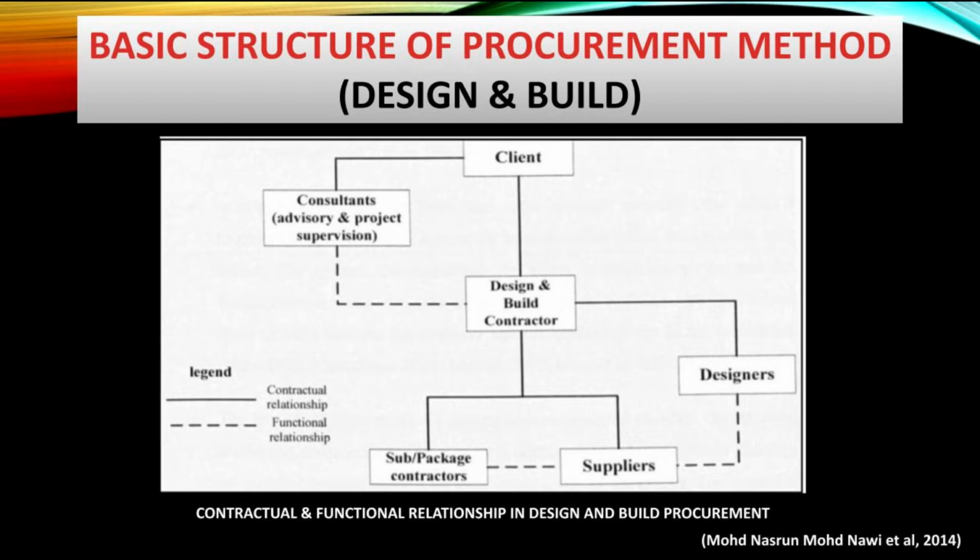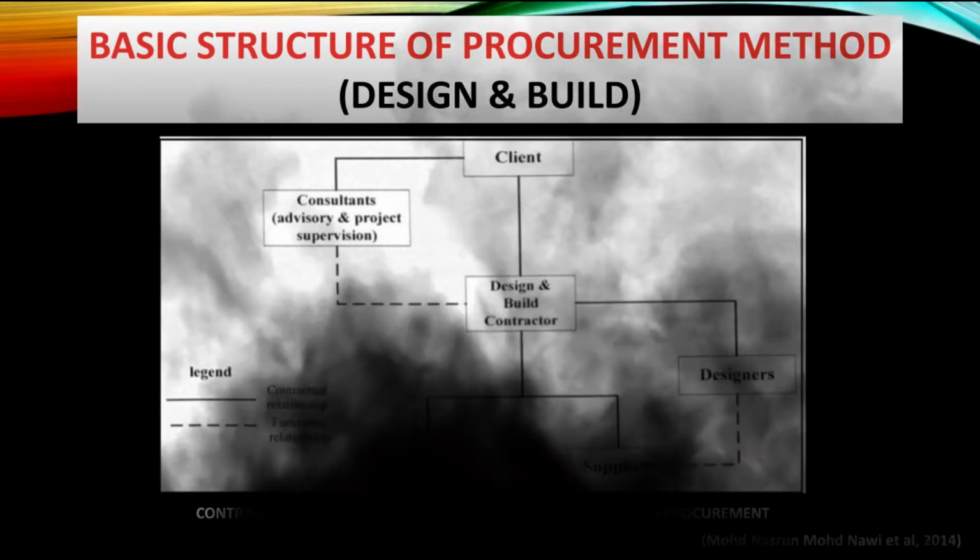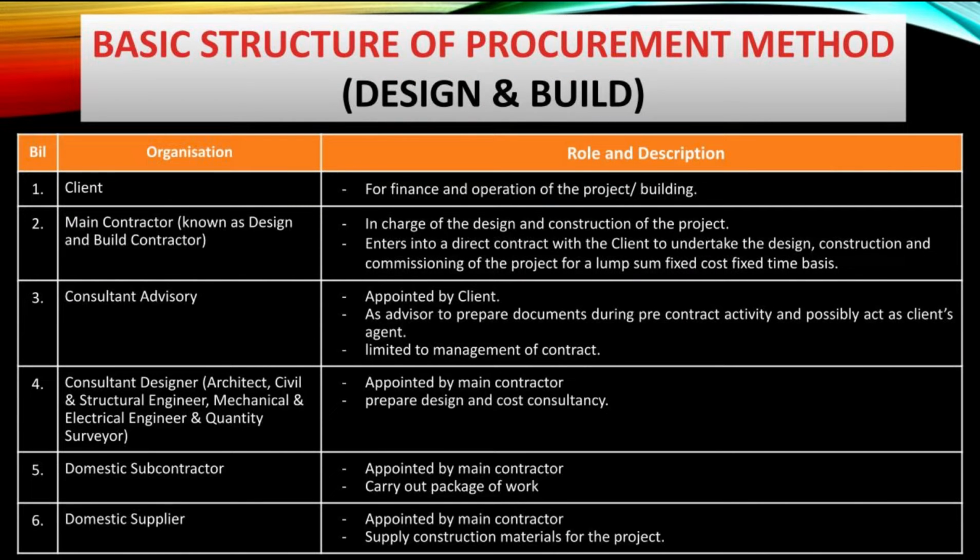In terms of contractual relationship, the main contract relationship is between the client and the design and build contractor. Meanwhile, all companies appointed by the design and build contractor have no right to communicate directly to the client. They must speak through the design and build contractor if they have project matters to discuss with the client. The client, as project owner, will finance the project and will operate the building.